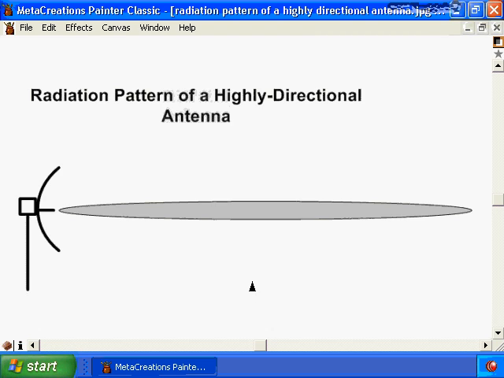Now, in addition to knowing about the radiation pattern of an antenna to help you choose the appropriate antenna for your needs, you also need to know about some of the concepts behind the electrical specifications for an antenna.